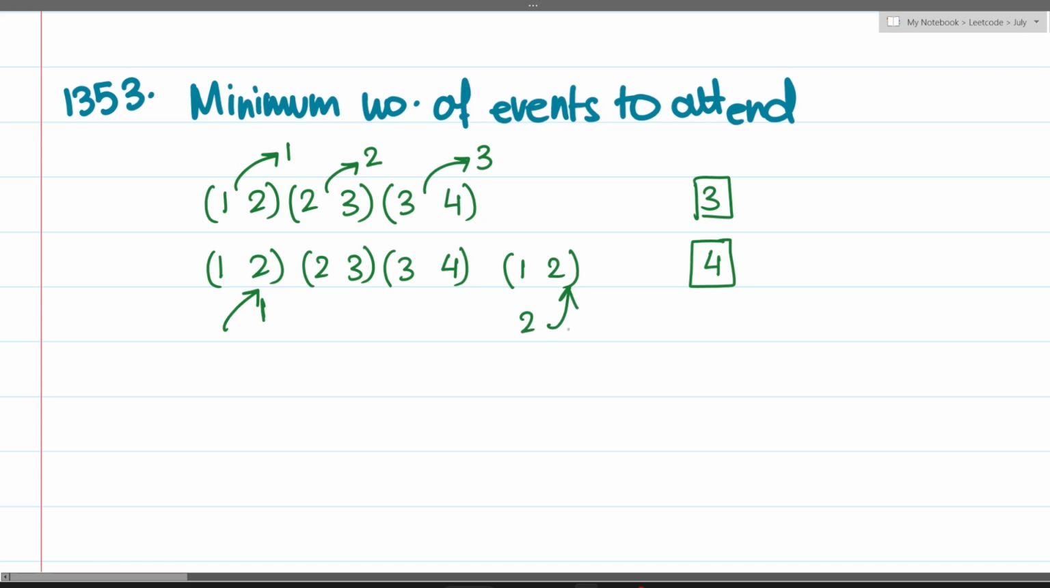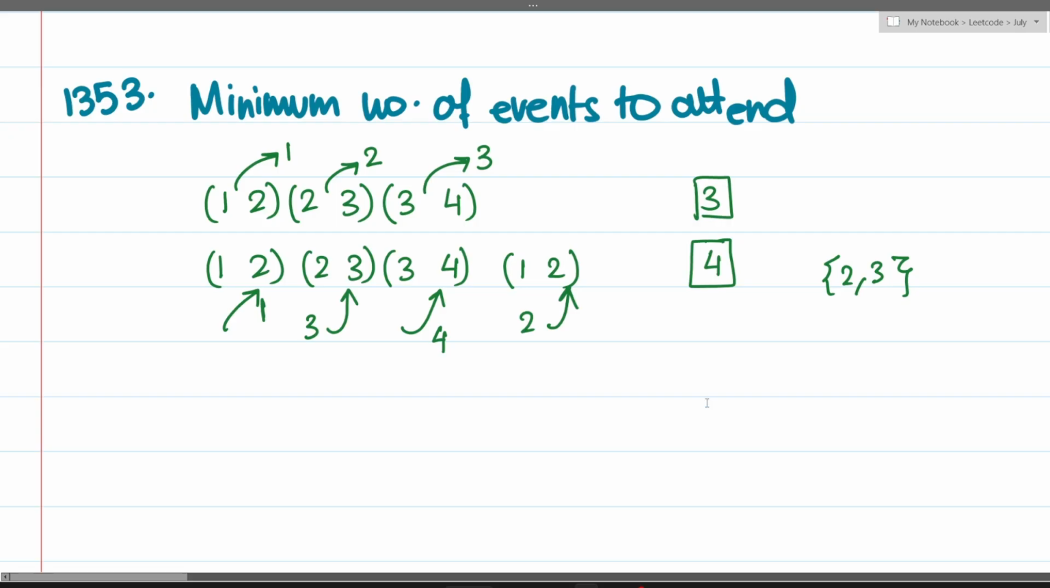Now, why am I saying so? Because this particular event, which consists of days 2 and 3, I can still attend it on day 3, isn't it? And then since day 4 is still left, on day 4 I can attend this particular event. So the answer to this particular test case is 4.